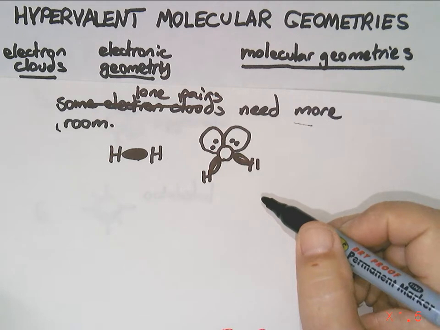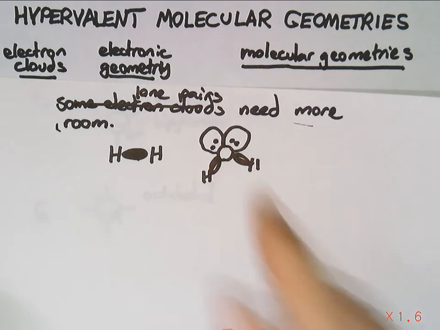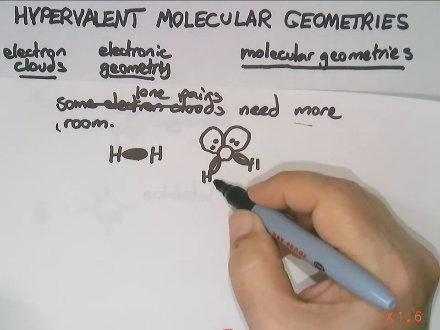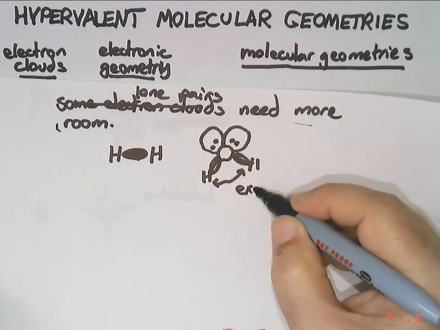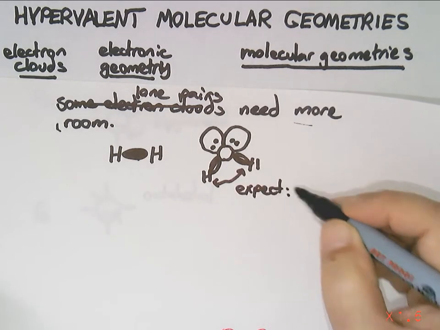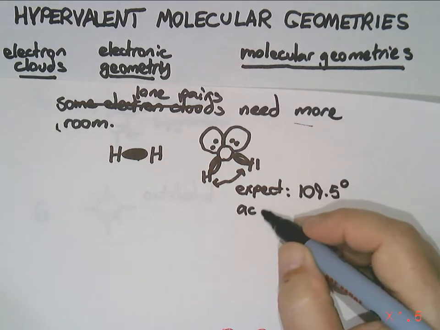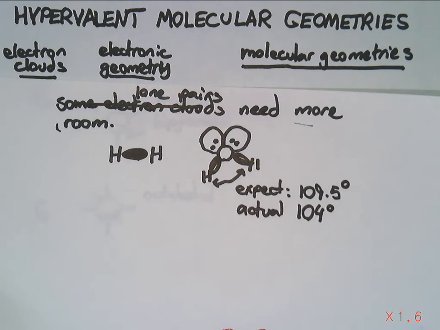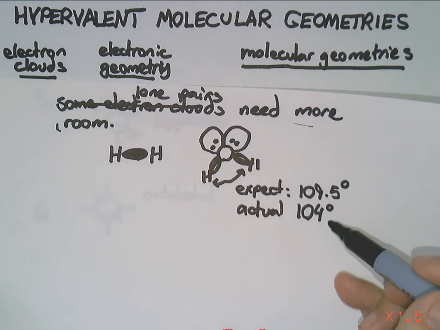And when you put them onto your molecular geometry, you're going to see that they are going to crush the bond angle. Now, this is a tetrahedral electronic geometry in a water molecule. And in a tetrahedron, I would expect this bond angle to be the tetrahedral angle, 109.5 degrees. But the actual bond angle in water is 104 degrees. Why the difference? These lone pairs crush the bond angle so that they make the angle a little bit smaller than what you would have otherwise expected.